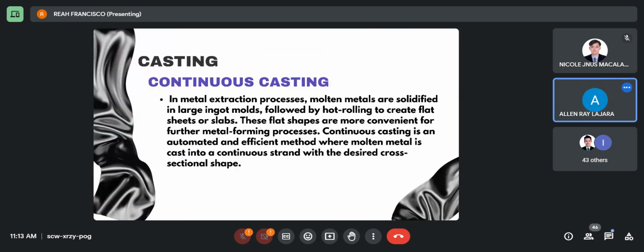Continuous casting. In metal extraction processes, molten metals are solidified in large ingot molds, followed by hot rolling to create flat sheets or slabs. These flat shapes are more convenient for further metal forming processes. Continuous casting is an automated and efficient method where molten metal is cast into a continuous strand with a desired cross-sectional shape.